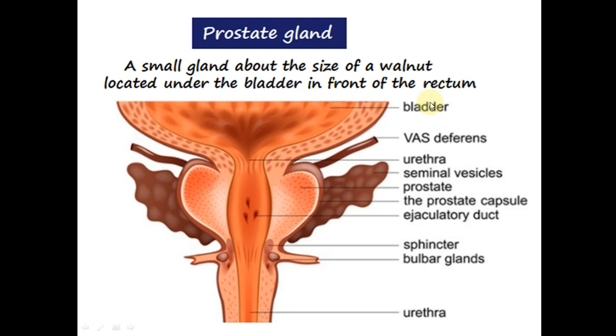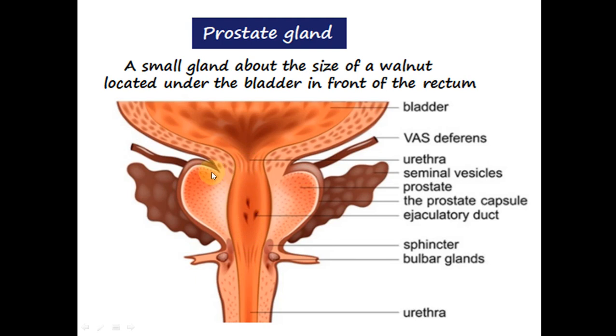We know that the prostate is a small gland about the size of a walnut or chestnut, and it is located under the urinary bladder and in front of the rectum. The urethra is the common passage for the male semen during ejaculation, as well as for the urine from the urinary bladder. The part of the urethra that passes through the prostate gland is known as the prostatic urethra.